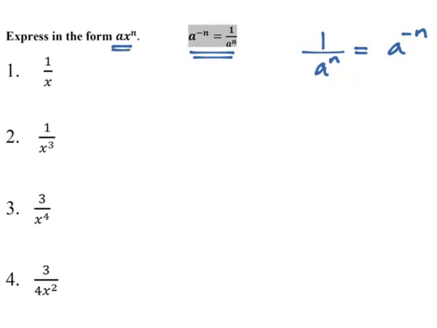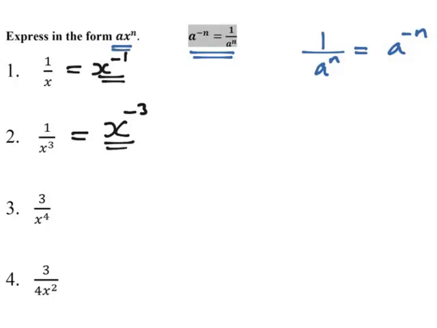Okay? And the first one, it's 1 over x, and x on its own means a power of 1. So it's x to the negative 1. Okay, this number 2, n is 3, so it's simply x to the negative 3 using the rule that I've written down.